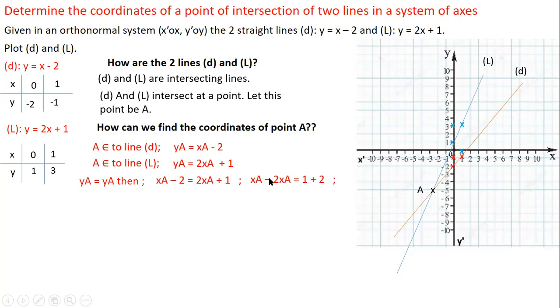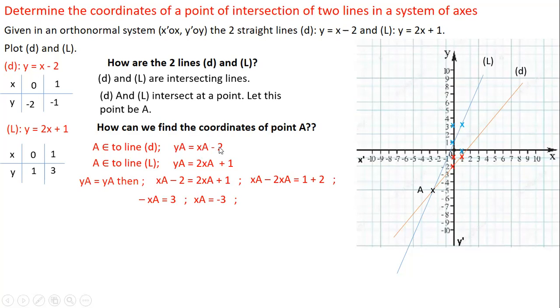Now XA minus 2XA is minus XA. 1 plus 2 is 3. Now XA is equal to minus 3. I got the abscissa of A, which is XA equal minus 3. Again, because A belongs to line D, the coordinates of A satisfy line D. I write YA equal XA minus 2.